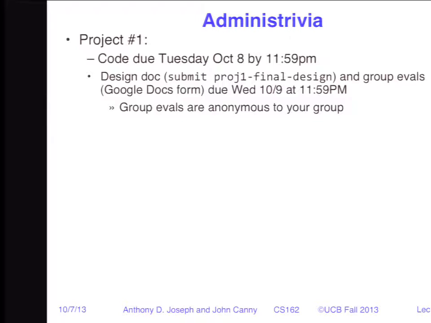Design doc is due, and group evaluations are due Wednesday by midnight. Very important, your design doc incorporates the feedback from your TAs and the changes that you've made. Group evaluations are anonymous to your group. So no one else in your group can see them, so please be honest. If people did extra work, say that. If they didn't pull their weight, say that.